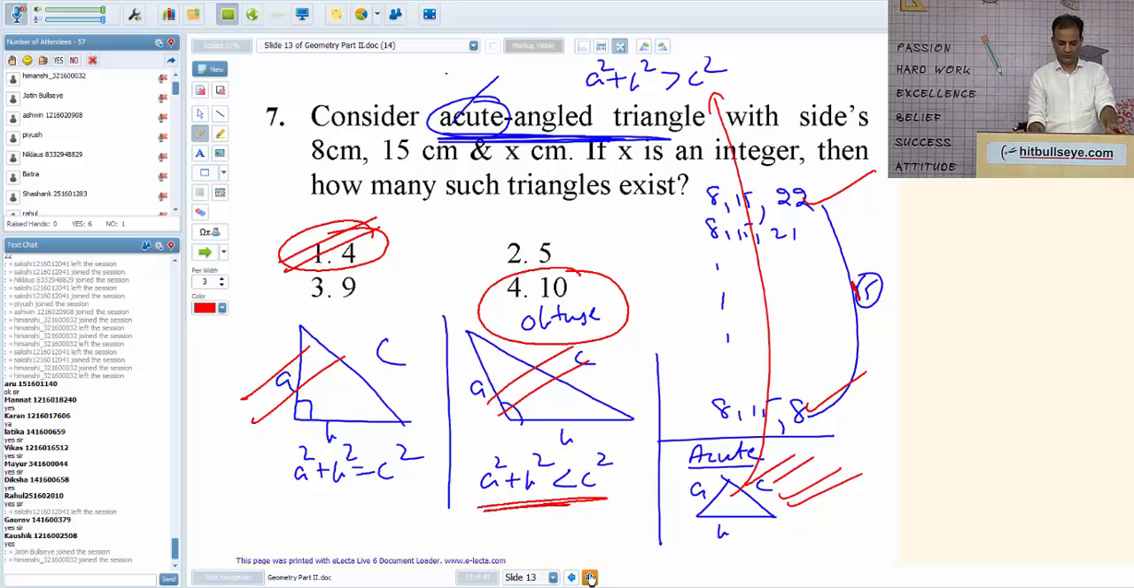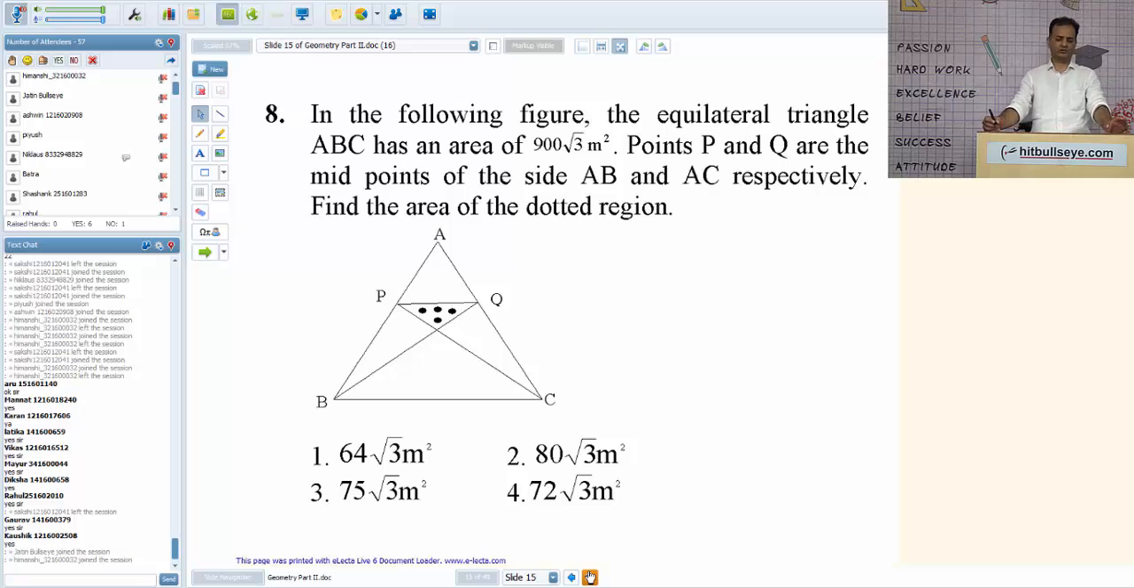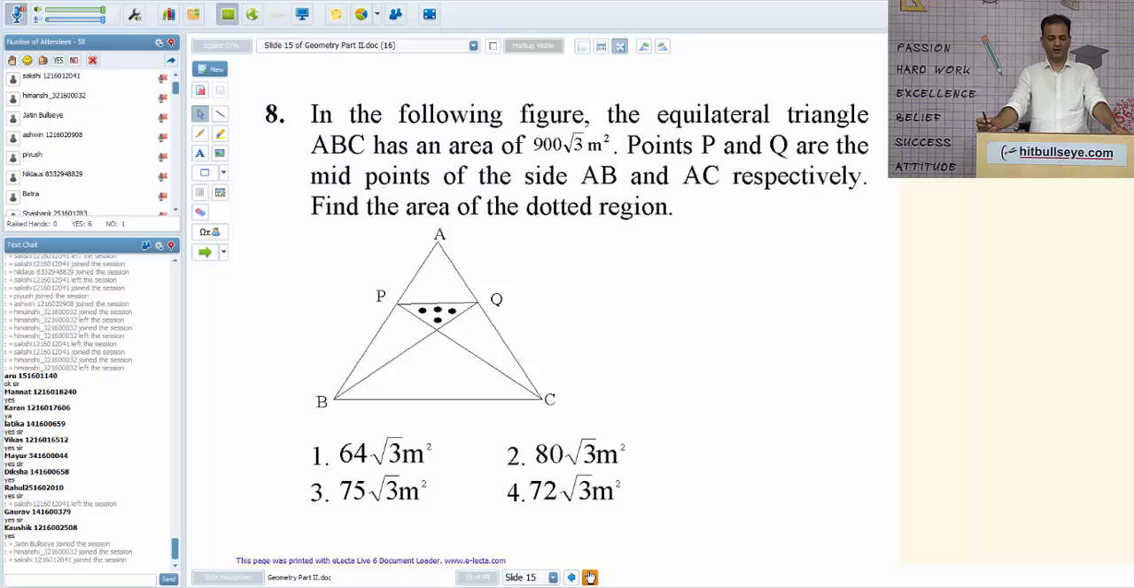Now next question, move to the next question, friends. Again a very good question, friends. It is a real question from an old exam. In the following figure, equilateral triangle ABC has an area of 900√3 square meters. Points P and Q are the midpoints of the sides AB and AC respectively. Find the area of the dotted region.